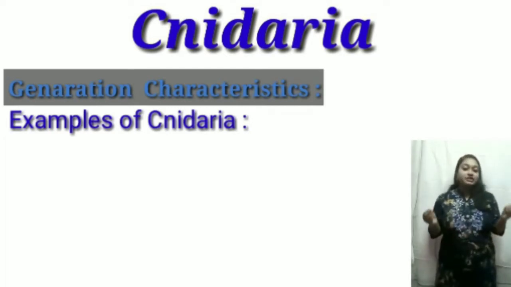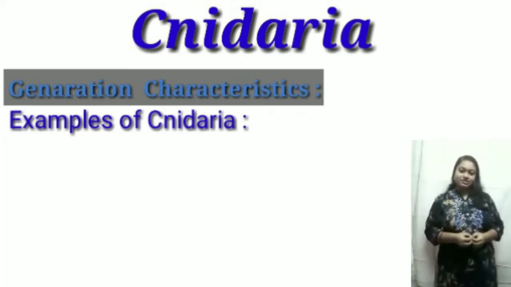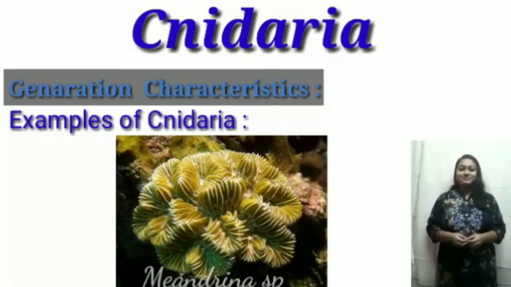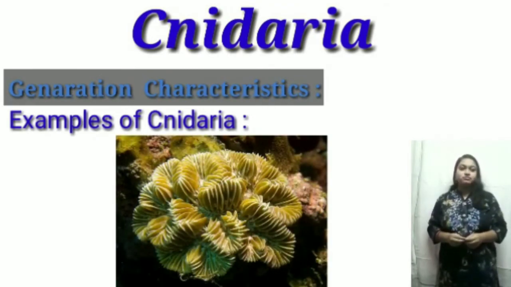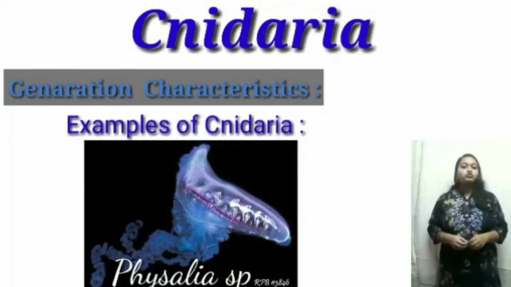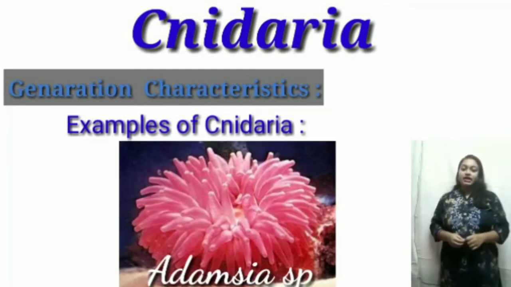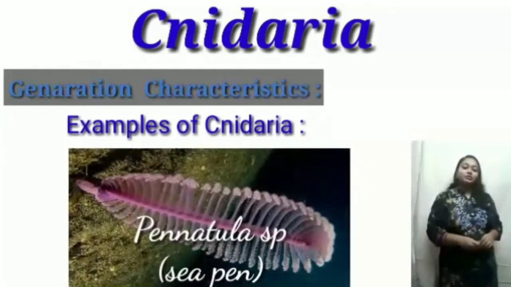Some examples of Cnidaria are Meandrina, the brain coral. Physalia, Portuguese man of war. Adamsia, sea anemone. Pennatula, sea pen.